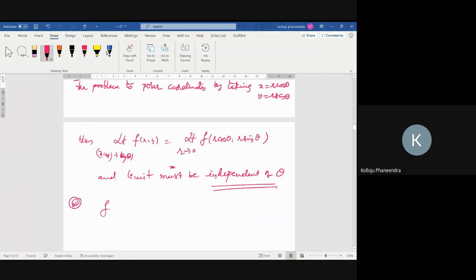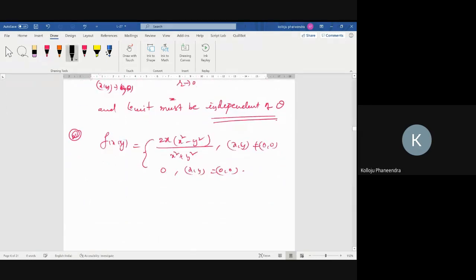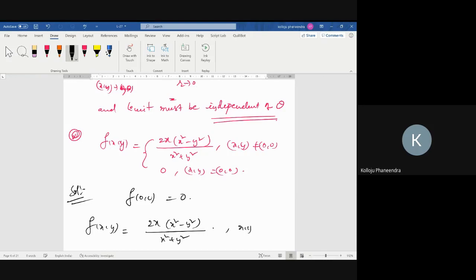f of xy equal to, I'm just trying this, let's check whether it is continuous: 2x into x square minus y square by x square plus y square, where xy is not equal to 0, 0, and 0 at 0, 0. Okay, let me check this. Solution. f of 0, 0 is 0. And f of xy is 2x into x square minus y square by x square plus y square, for xy not equal to 0, 0.